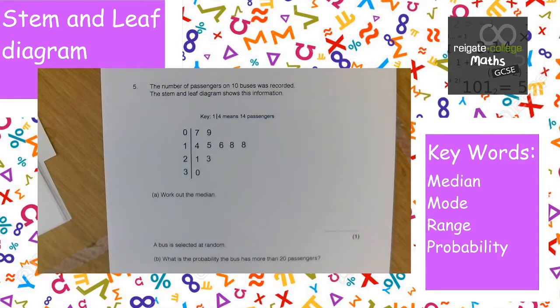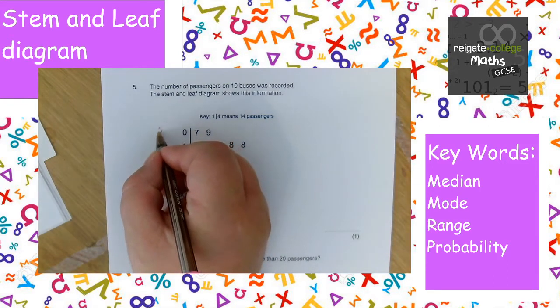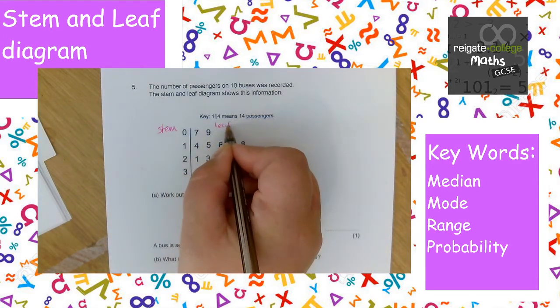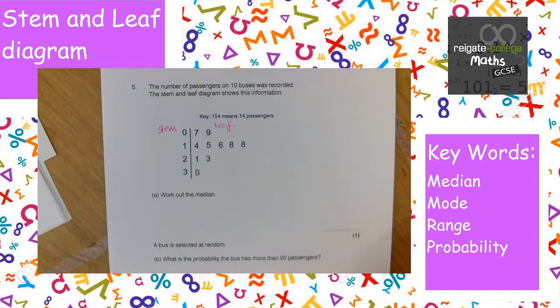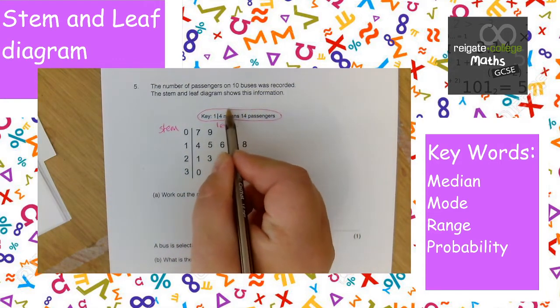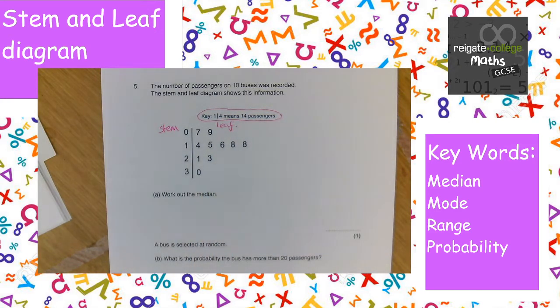Here is a stem and leaf diagram. This part is the stem, and this part is what we refer to as the leaf. You can see here a very important part of a stem and leaf diagram, the key, as it helps you to read the data. This particular data represents the number of passengers on 10 buses, and the stem and leaf diagram gives the information of the individual buses and the passengers.